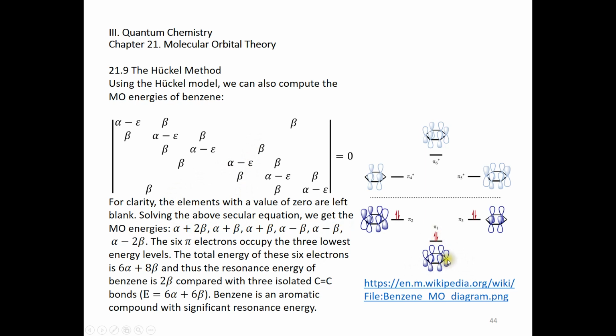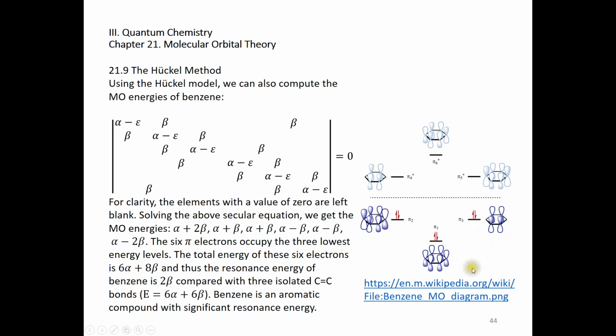So over here we have energy alpha plus 2 beta, alpha plus beta, alpha plus beta. This is alpha minus beta over here, alpha minus 2 beta. Alright, remember alpha and beta are both negative. For carbon, alpha is roughly negative 1100 kilojoule per mole, and beta is roughly 10% of alpha. That's why these 3 MOs have lower energy. Alright, and now we occupy those MOs with 6 electrons.